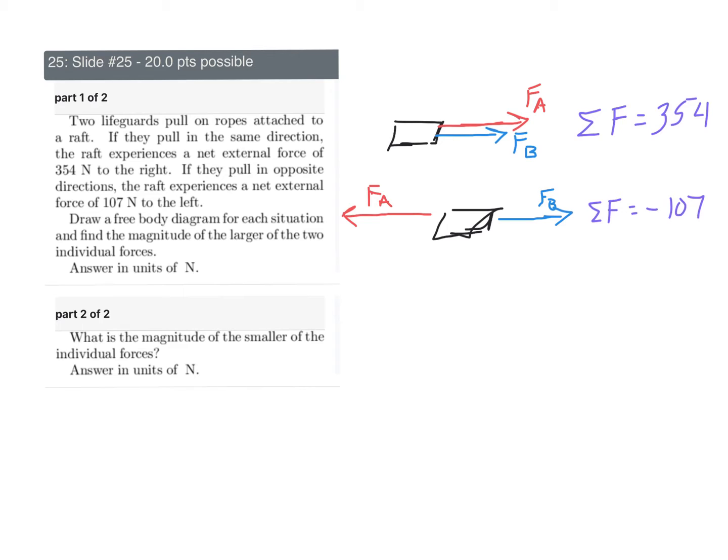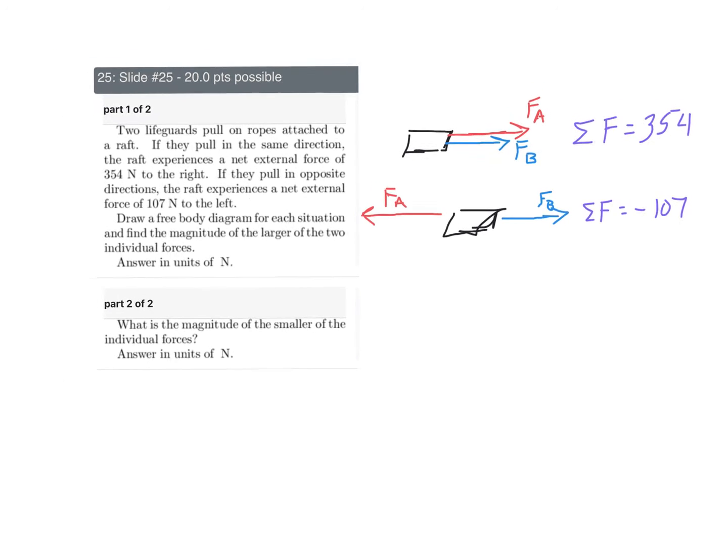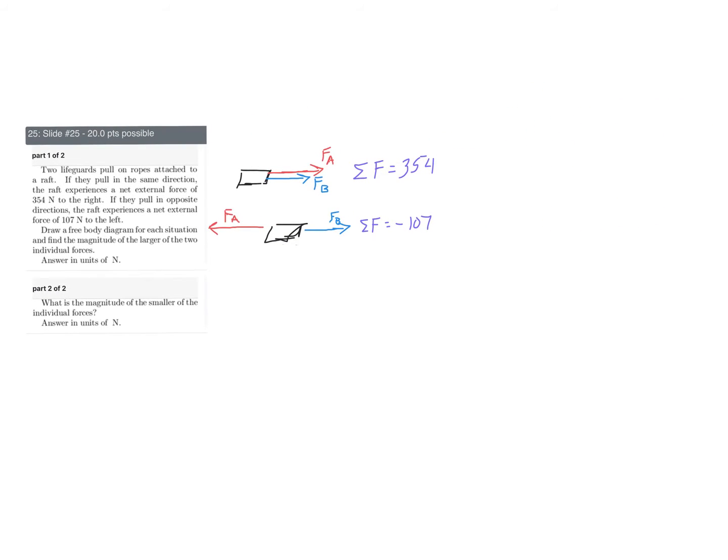This is our free body diagram that shows the forces acting on our boat. And now we are going to get our equations from the free body diagram. So our first equation for the top, our net force, which is 354, that's equal to the sum of force A plus force B.